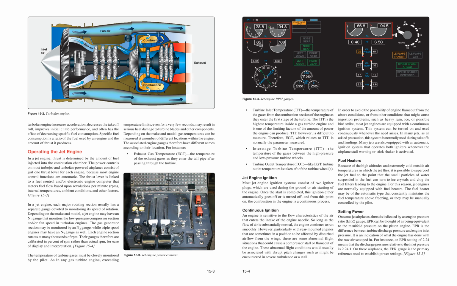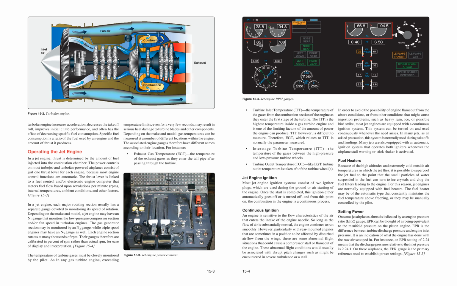Continuous ignition. An engine is sensitive to the flow characteristics of the air that enters the intake of the engine nacelle. So long as the flow of air is substantially normal, the engine continues to run smoothly. However, particularly with rear-mounted engines that are sometimes in a position to be affected by disturbed airflow from the wings, there are some abnormal flight situations that could cause a compressor stall or flameout of the engine. These abnormal flight conditions would usually be associated with abrupt pitch changes such as might be encountered in severe turbulence or a stall.